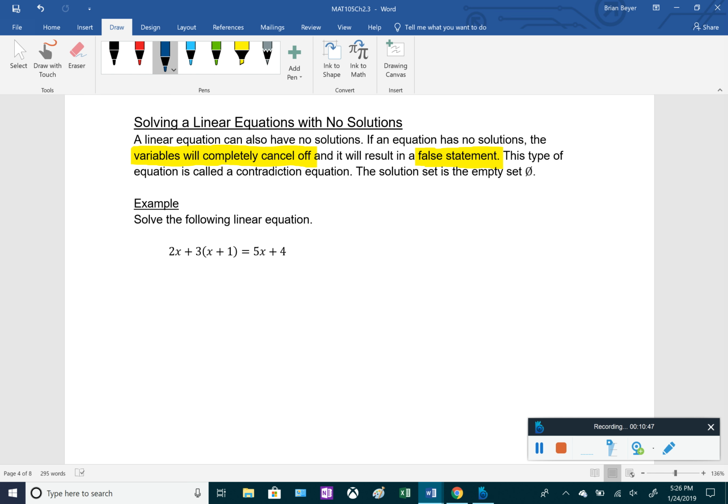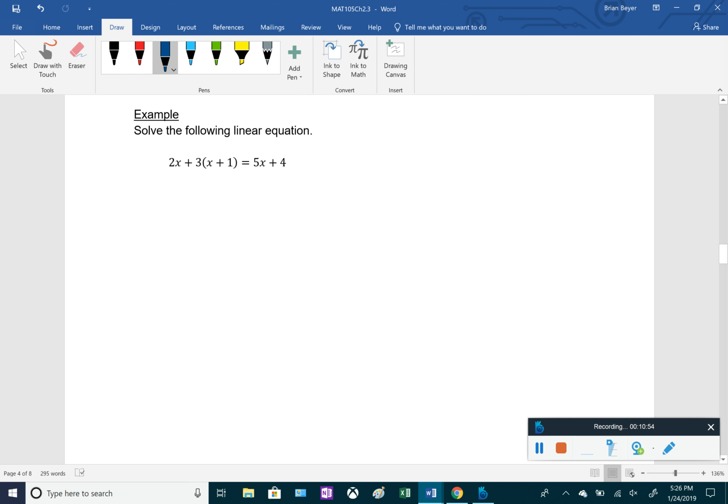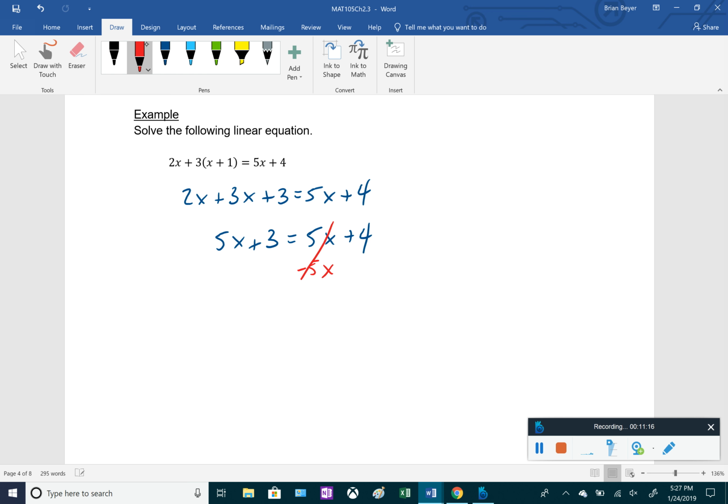So let's do this example. So we have 2x plus 3 times x plus 1 equals 5x plus 4. So let's distribute the 3 on the left-hand side first. And then let's combine like terms on the left-hand side. So 2x plus 3x is 5x. So we get 5x plus 3 equals 5x plus 4. Let's say we wanted to subtract 5x on both sides. It would actually cancel on both sides. We'd end up with 3 equals 4.